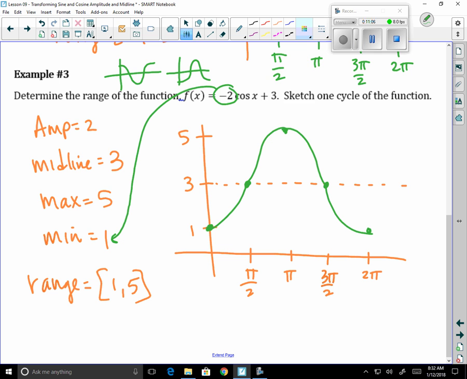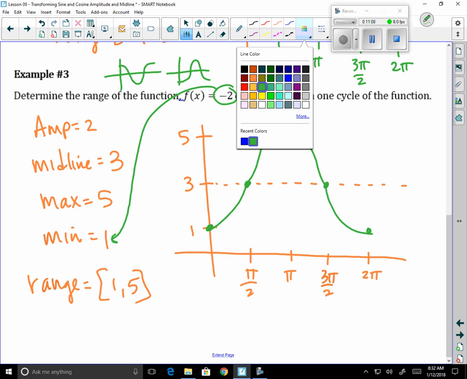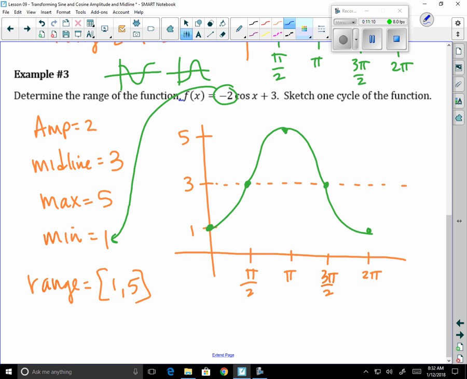Say, for example, this was not cosine. Say this was -2 sine of x plus 3. Well, since it's sine, I start at the midline. Since it's negative, I'm going to go upside down. So I'm going to go down first, back to the midline, back up to the maximum, and end back at the midline. So that blue curve would be if this was a sine curve instead of a cosine curve.